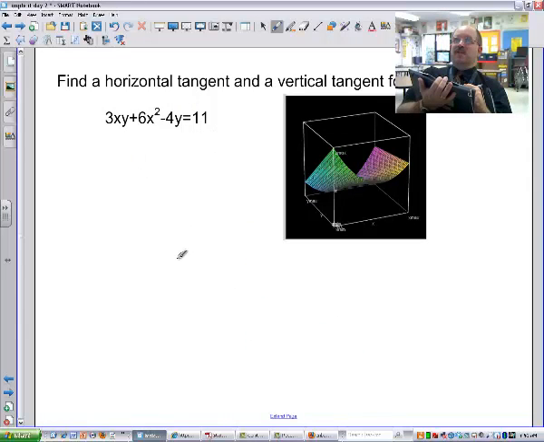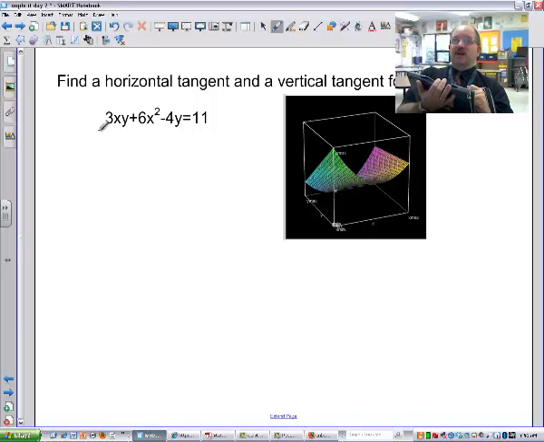So onward. Find a horizontal and a vertical tangent for this. There's the equation, and this is actually what this looks like. It's a three-dimensional sort of curve in 3-space: 3xy plus 6x squared minus 4y. So in order to find the horizontal and vertical tangent, we must take a derivative. And so we'll start.